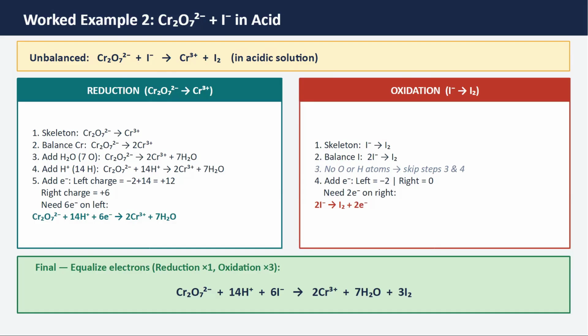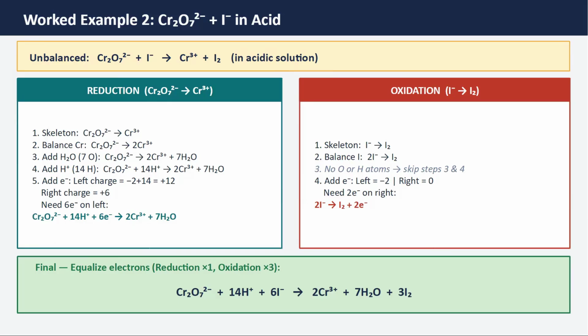You write the skeleton, which is Cr2O7 2- going to Cr3+. You balance chromium. There are 2 chromium atoms on the reactant side, so to make them equal in the product, you multiply by 2. Never change the subscript to Cr2, because that will make something else. We never make new compounds; we just put the coefficient so that we can make the atoms equal.